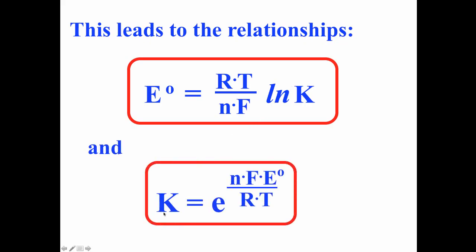And it turns out that K, the equilibrium constant, is equal to e to the NFE0 over RT. So all of this is in the exponent, and notice the distinction between E0, the cell potential or the reaction potential, and small e, the number that is the base for the natural logarithm.